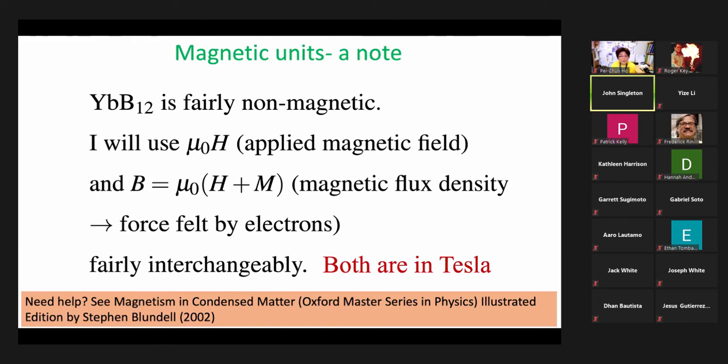And there's a note to start with. Here we go. Ytterbium dodecaboride is fairly non-magnetic. So I'm going to use mu naught H, which is the applied magnetic field that we apply to the substance, and the magnetic flux density, which gives the force felt by the electrons, rather interchangeably. Because M is small, these things are more or less equal to each other. And they're both in Tesla. If you need help, see a magnetism textbook.